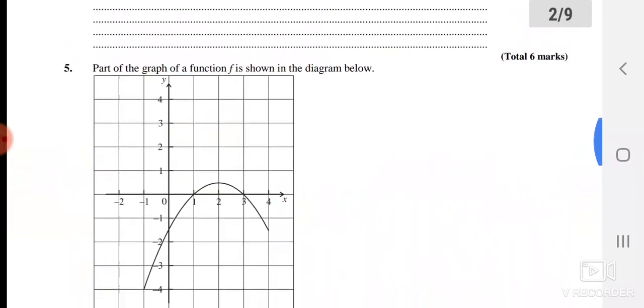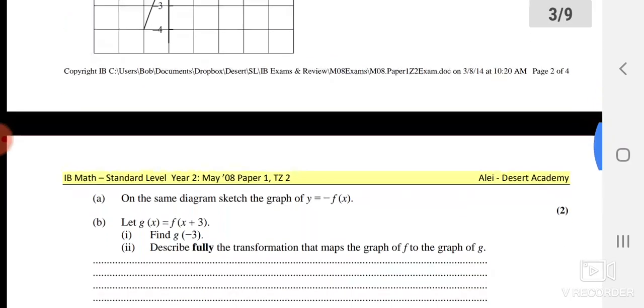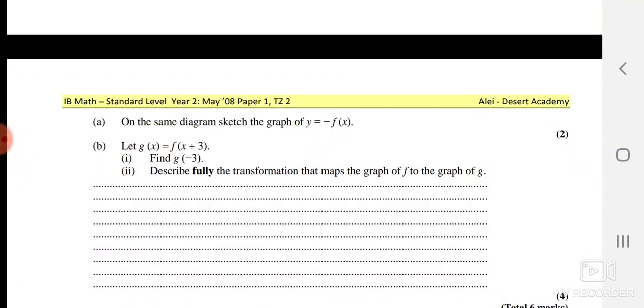And the next question again has a sketch, and he said sketch on the same diagram y is equal to minus f(x). Whenever a function is given and you are asked to sketch minus f(x), just reflect that function in the x-axis, and you will have the sketch of the required function.